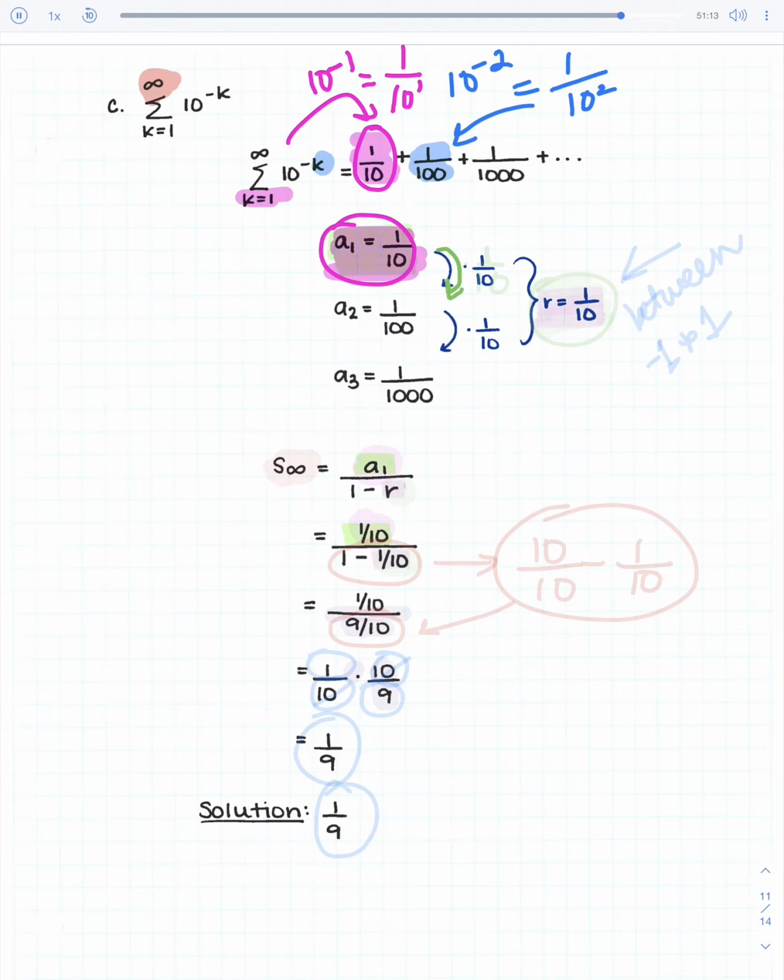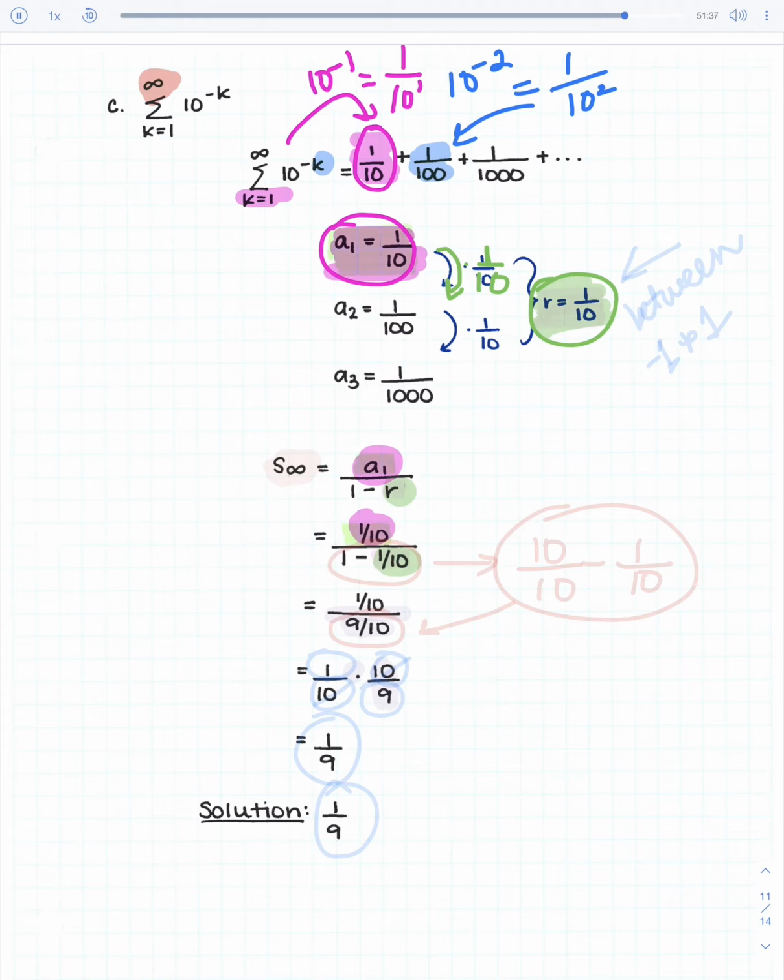Well, you're dividing it by another 10 or multiplying it by 1 over 10. So that's your common ratio, R. It is 1 over 10. You're making it even smaller. So your common ratio, R, is 1 over 10. Your first term, a sub 1, is also 1 over 10.